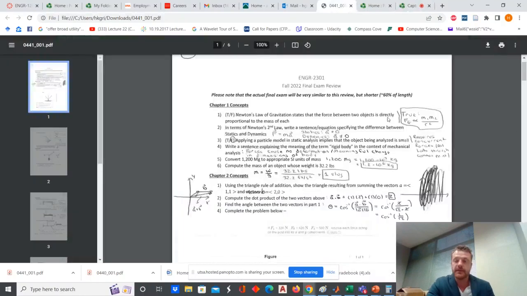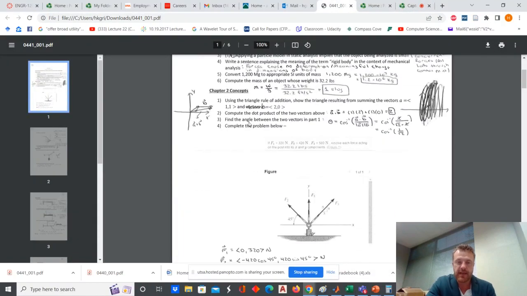So chapter 2 is largely going to focus on vector arithmetic. First question asks you to just show me that you know how the triangle rule works. You're given vector A. It has an x component of 1 and a y component of 1, meaning that it's going to be at a 45-degree angle with a magnitude of the square root of 2. Then we have vector B, which is 2, 0, meaning it's totally in the horizontal direction.